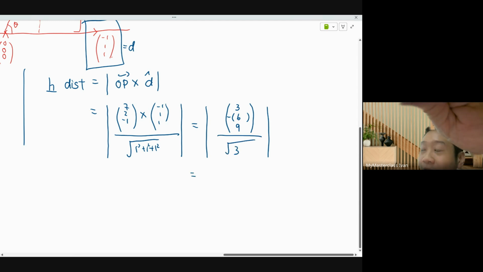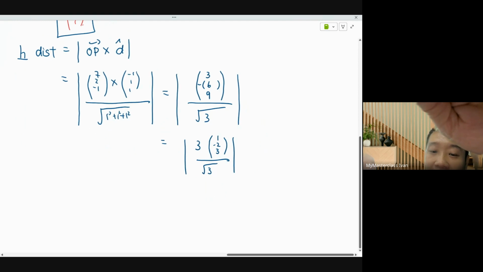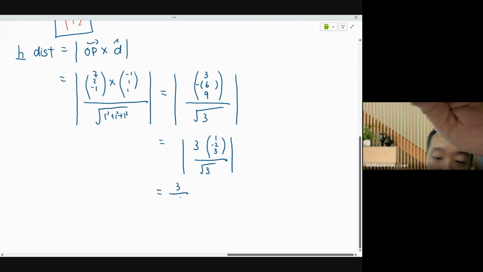At this part, play smart. 3, 6, 9. Can factorize things out or not? Can factorize a 3 out. So you have 3 times (1, -2, 3) over root 3. Can see? Take out the scalar. 3 over square root 3.